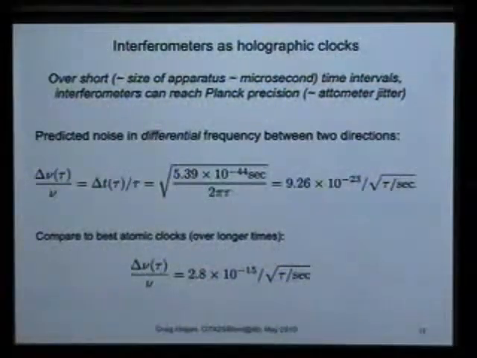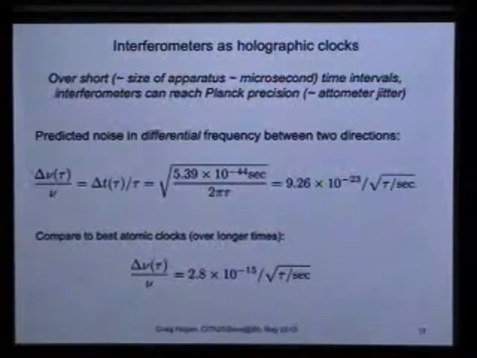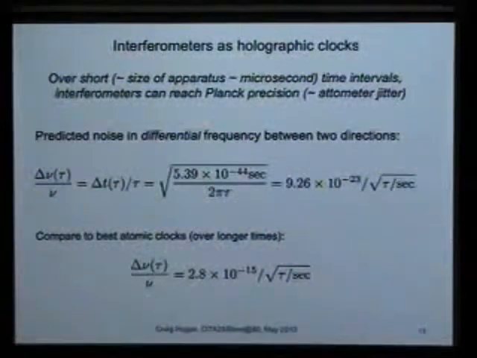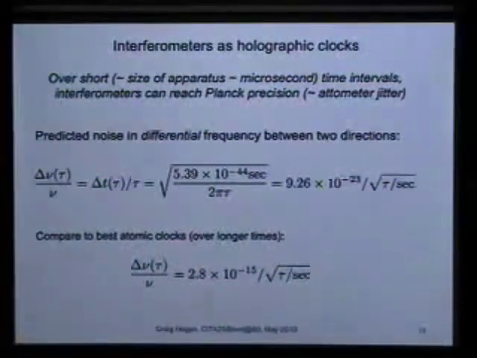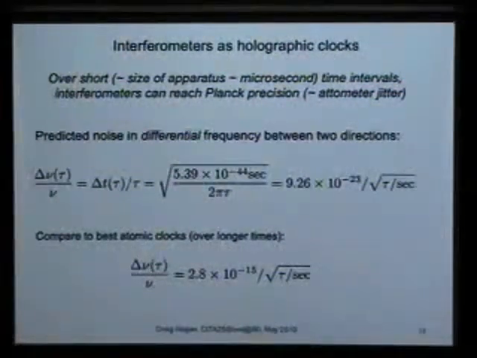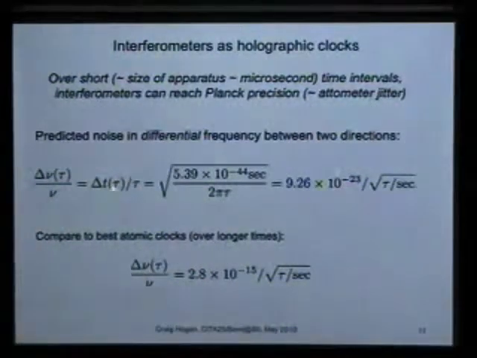So the surprising thing is that if you only want to measure time over a very small time interval, like a microsecond, this is shorter than most people need any time for, but if that's all you want to do, and all you want to do is to compare time in two different directions, an interferometer is really the best way to do that. It's much more precise than any atomic clock. So in clock language, you can talk about the differential frequency between two directions and how much it drifts over time.